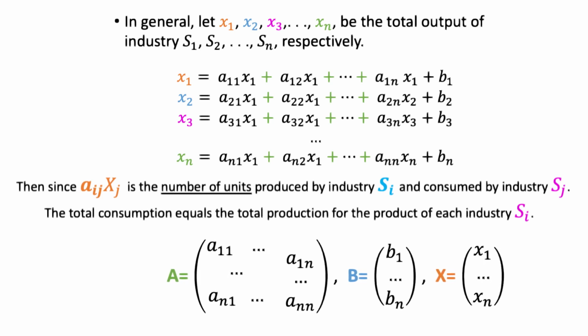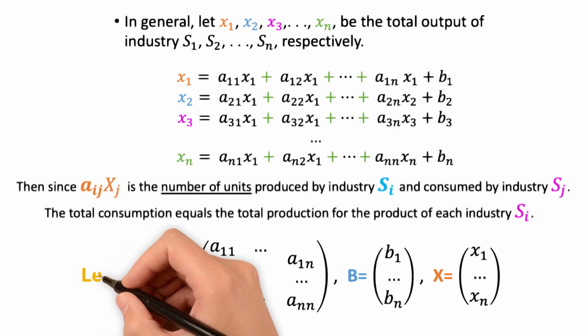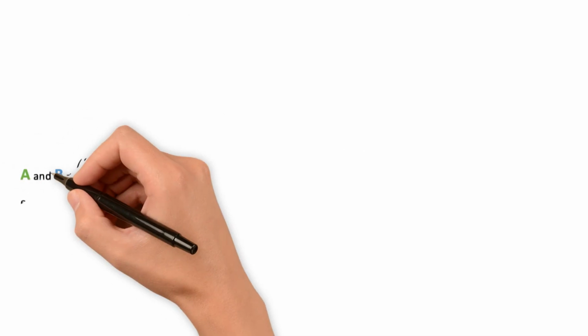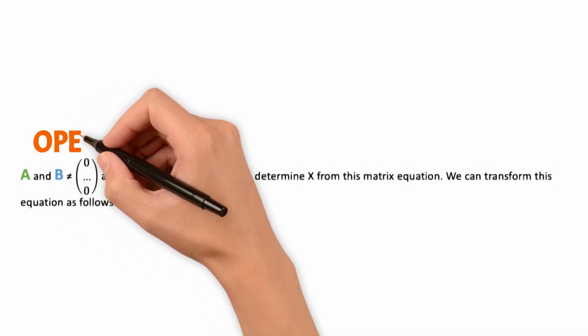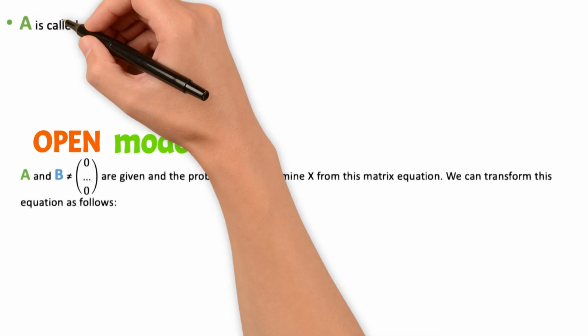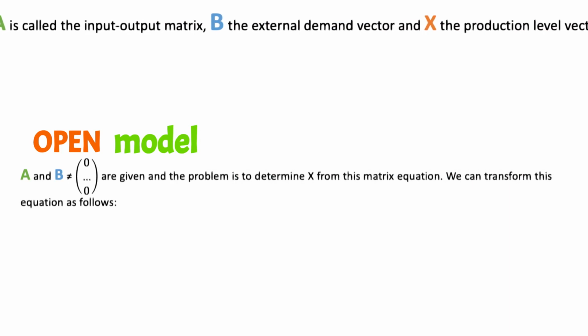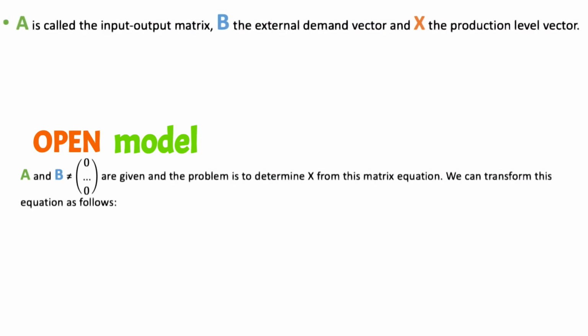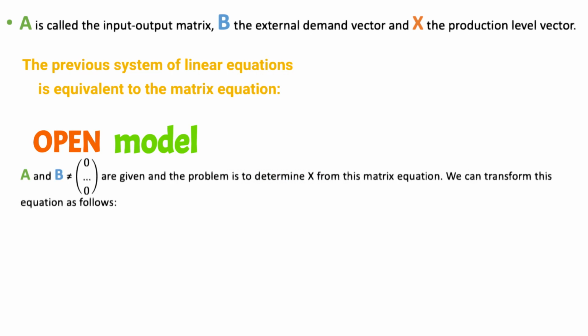Let a matrix A, a matrix B, and a matrix X exist. A is called the input-output matrix, B the external demand vector, and X the production level vector. The previous system of linear equations is equivalent to the matrix equation X equals AX plus B, the open model. So then we have A and B different from the zero matrix given, and the problem is to determine X from this matrix equation.